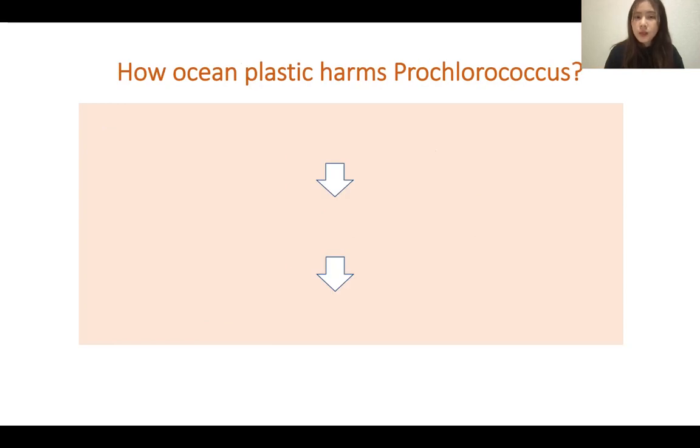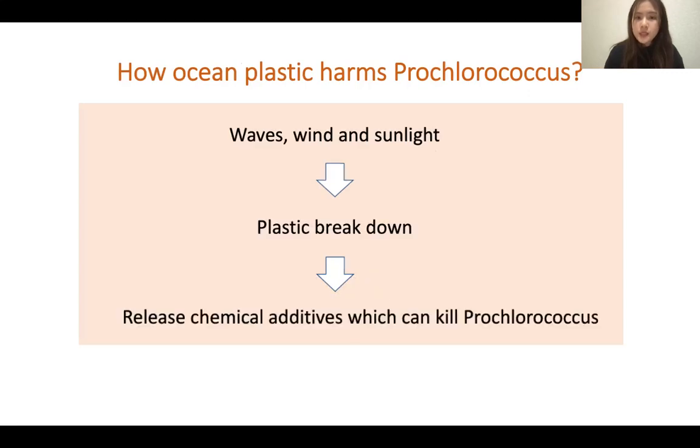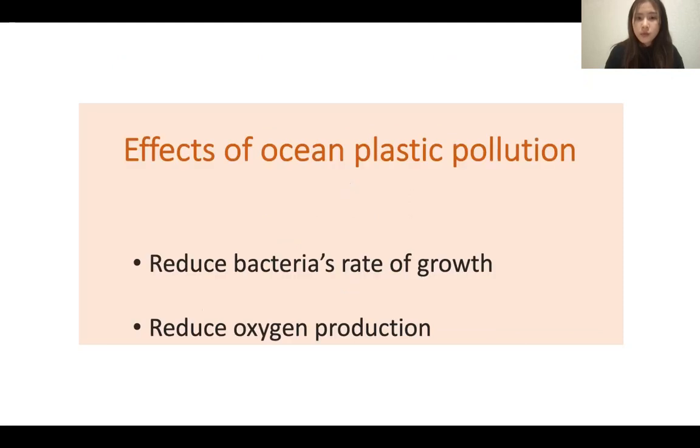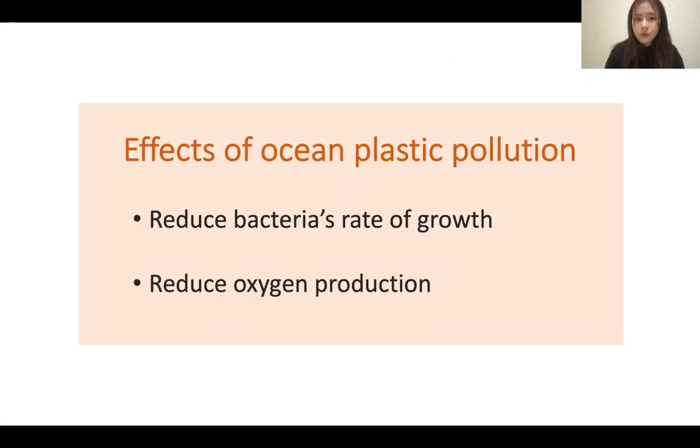So how does ocean plastic harm Prochlorococcus? Waves, wind, and sunlight can cause plastic in the ocean to break down into smaller pieces, and this breakdown process will then release chemical additives which can kill Prochlorococcus. Researchers found that chemical additives can reduce the growth rate of Prochlorococcus, and also reduce the oxygen production. Humans and animals use oxygen to breathe. If the oxygen production keeps declining, the Earth might run out of oxygen and it will affect our lives.